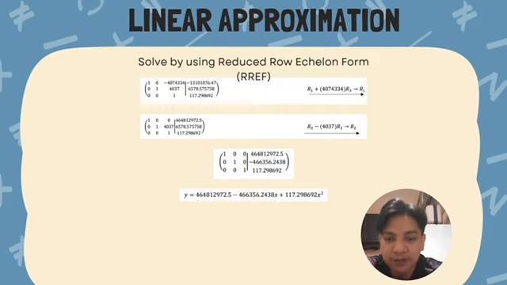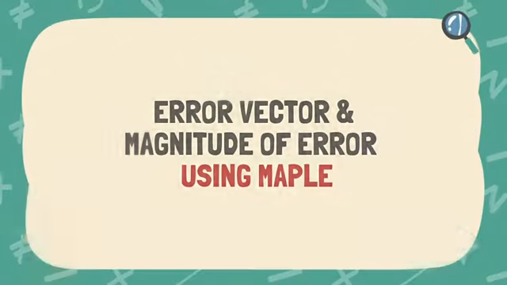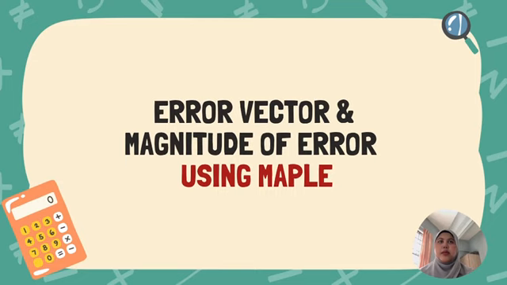After we use reduced row echelon form, we substitute the values into the equation y. So y equals 46481292.5 minus 466356.2438x plus 117.298692x squared. Now let's continue by looking at the error vector and the magnitude of error using Maple.